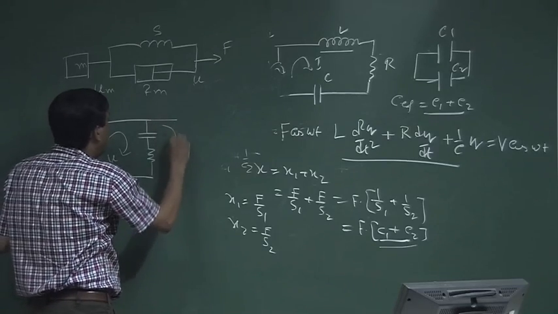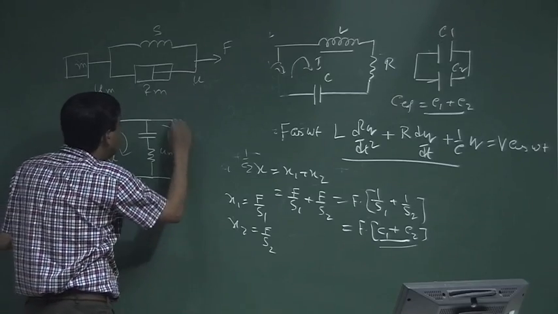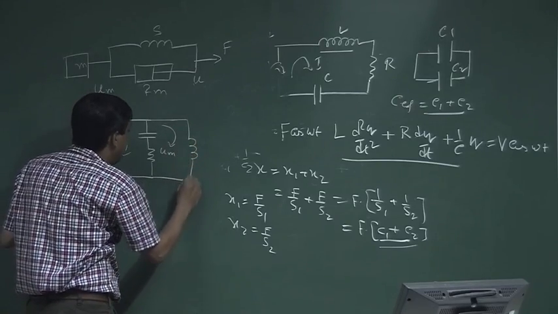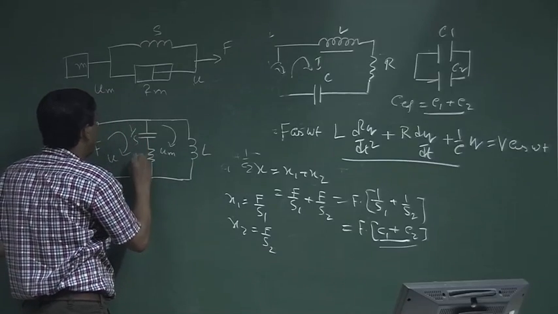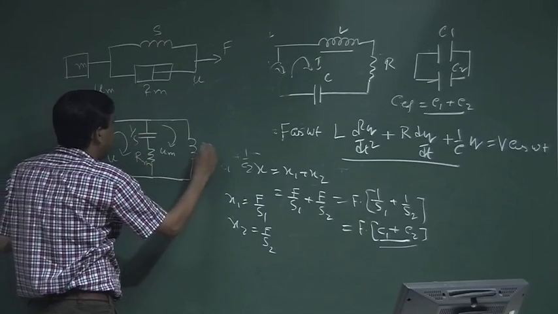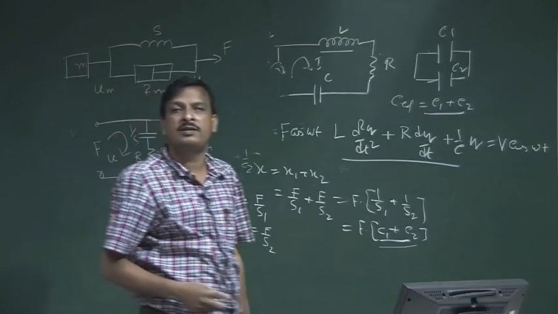And I have another current, um, here. What is um? Inductance. So, it is 1 by S, it is Rm, it is M. So, that is the equivalent electrical circuit.